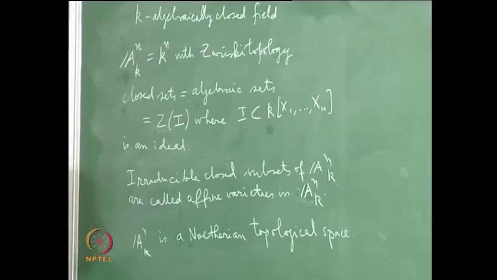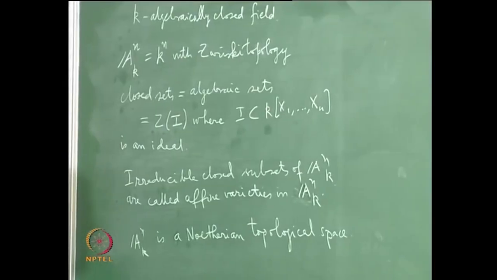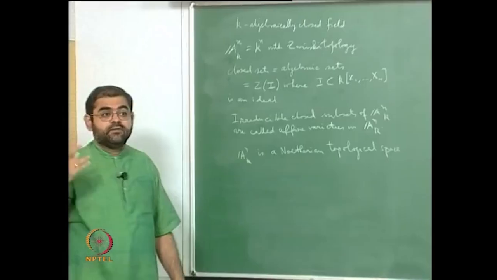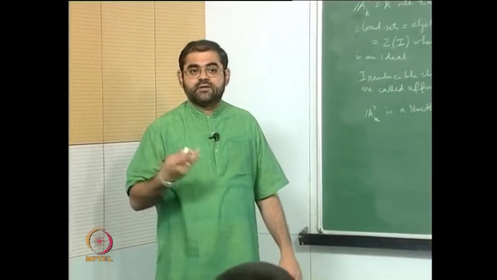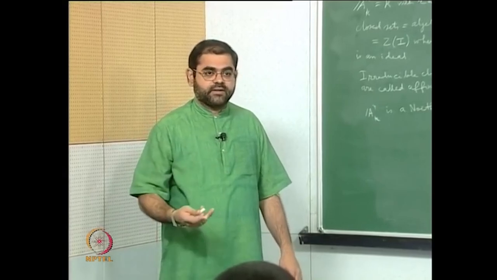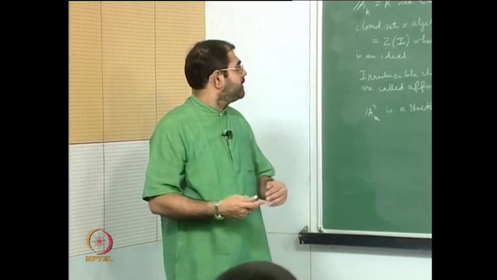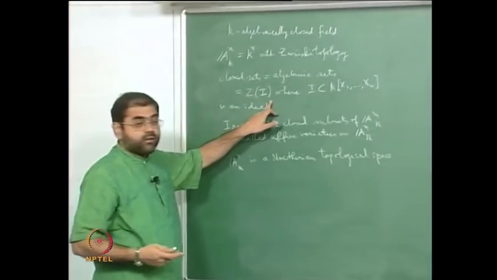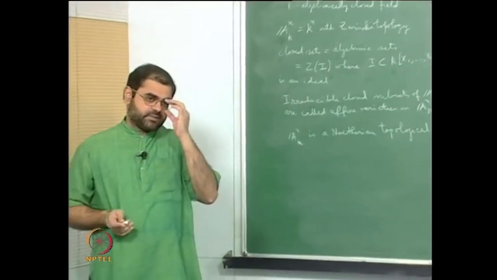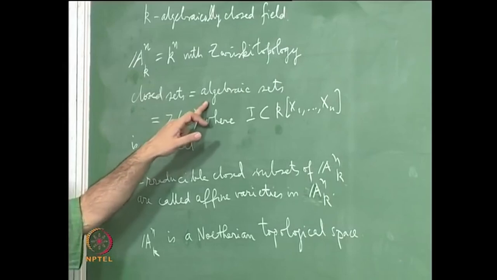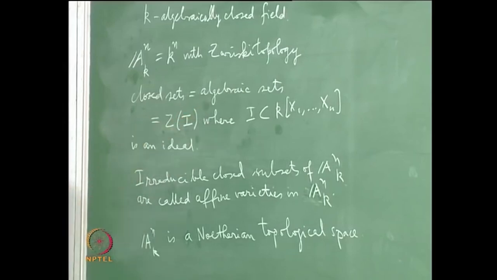That's part of the reason why, at least in a first course in algebraic geometry, we study only affine varieties. We study affine varieties to begin with, and then probably study projective varieties. But we don't study non-irreducible closed sets. We study only irreducible closed subsets, because a general non-irreducible closed set can always be broken down like this.